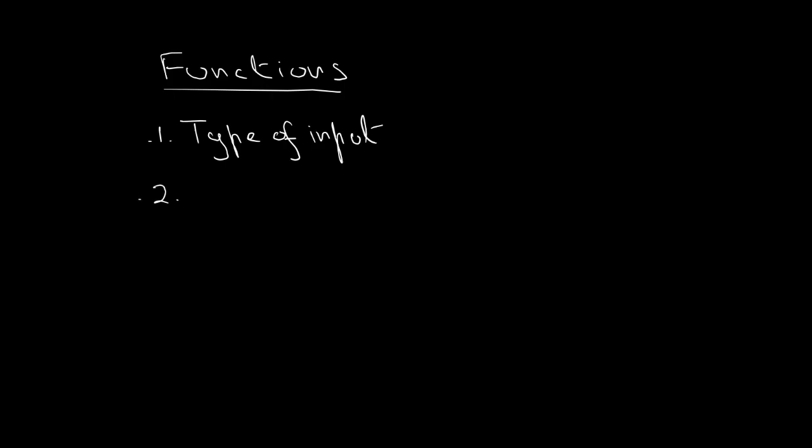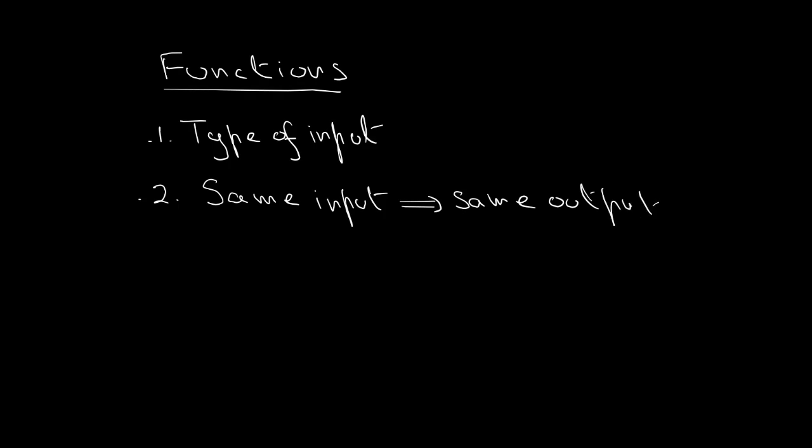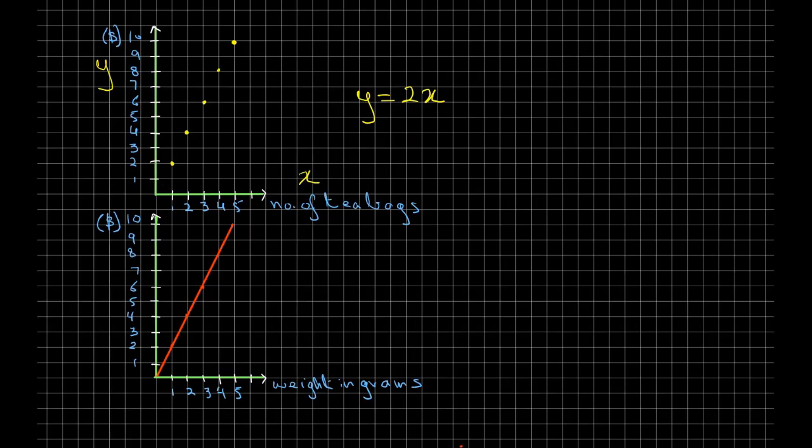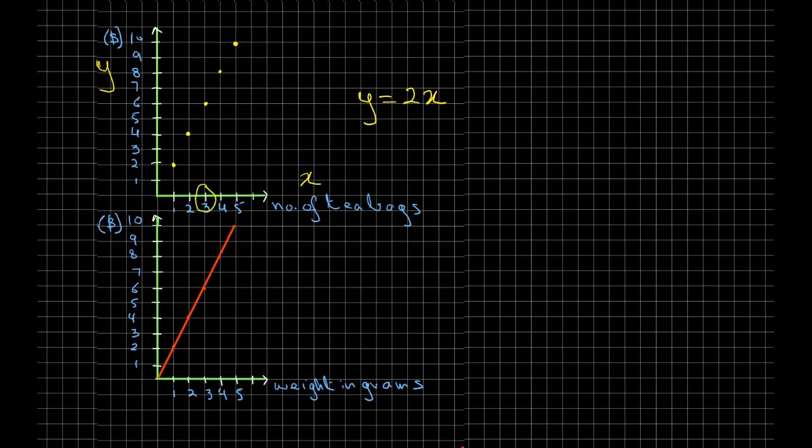The second thing to remember is that same input, same output. Same input implies same output. What do I mean by this? What I mean is that whenever you input, let's say, 3 into the machine, you'll always get 6 out. It will never happen that you input 3 into the machine and you get 7 out, because it's a machine that multiplies 3 by 2.